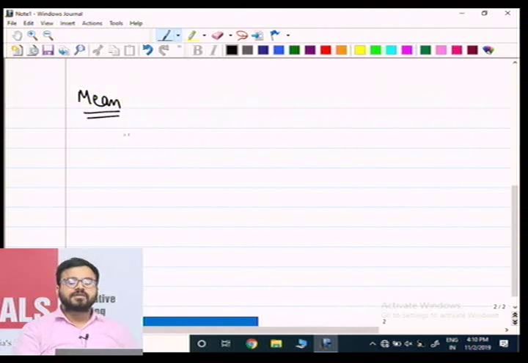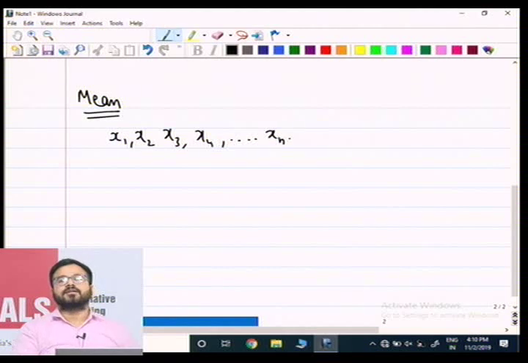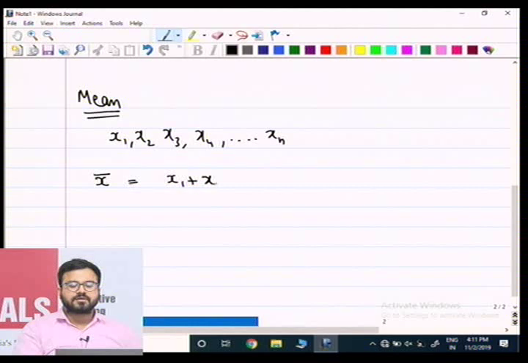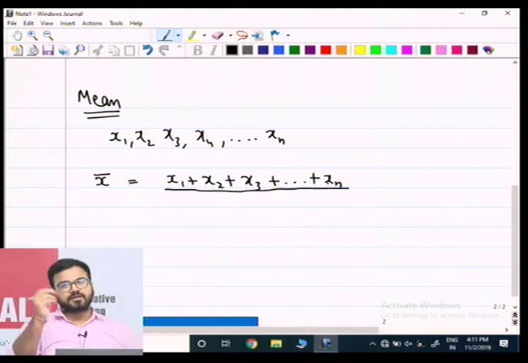Suppose we have discrete values x1, x2, x3, x4, up to xn, and we have to find the mean. Mean is basically the average, and average is nothing but the sum of all the observations divided by the number of observations. It is indicated by x with a bar on top. It is equal to x1 plus x2 plus x3, and so on, adding all the observations given, divided by the number of observations, which is n.